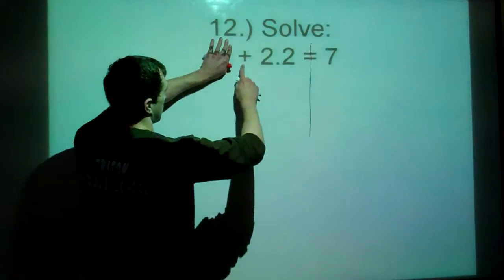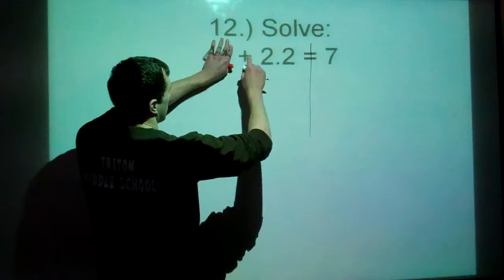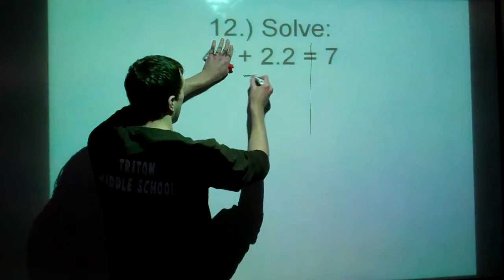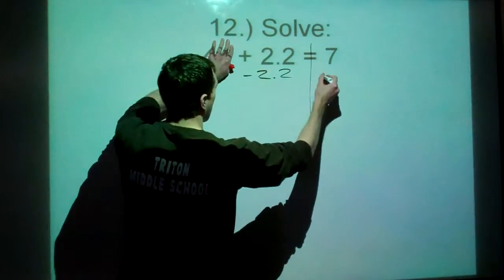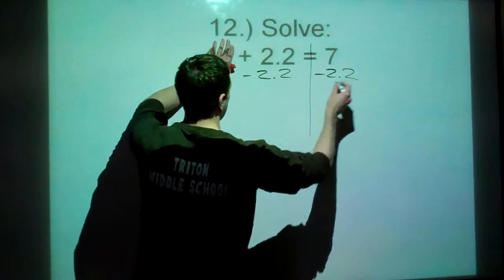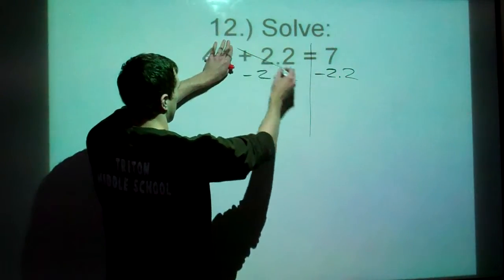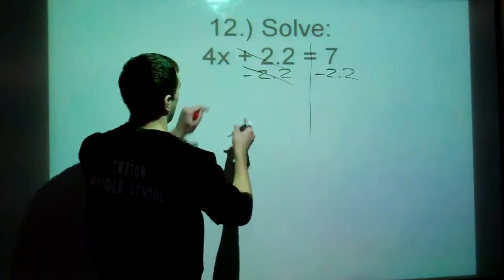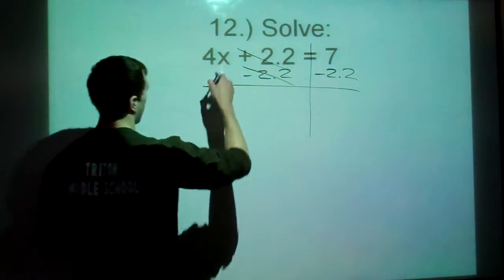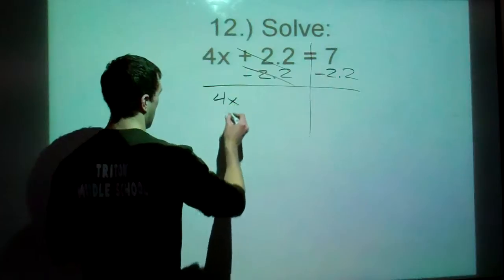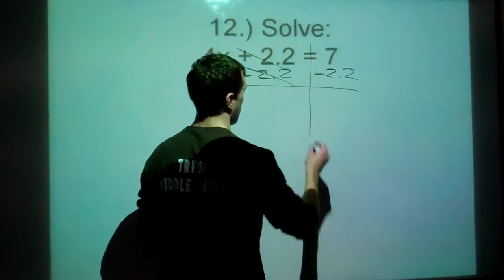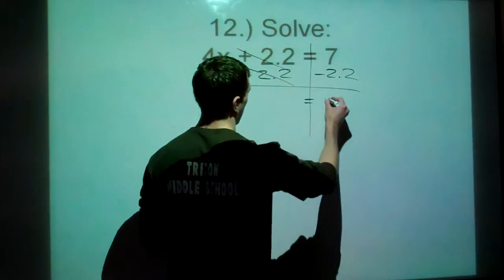First thing I want to do is the opposite of this. So we're going to subtract 2.2. We got to do that to this side too. Now the whole reason we did that was so that these cancel. Alright? You're left with a 4x over here. And 7 minus 2.2 is 4.8.